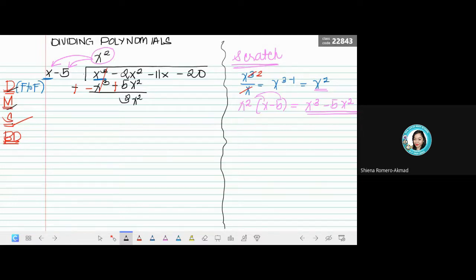Sunod na step, after we subtract, is to bring down. So ano yung bring down natin? We will bring down negative 11x. Next, balik tayo ulit doon sa susunod na step. I-repeat lang natin. Divide, multiply, subtract, bring down. So we will now divide.